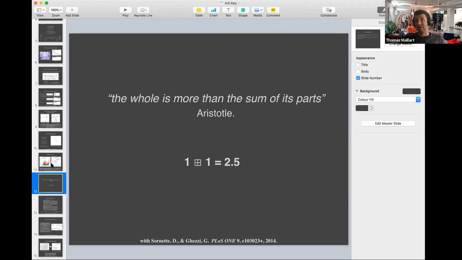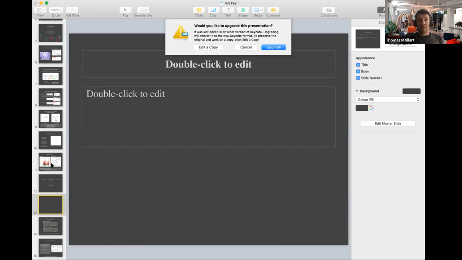So what we found is actually that 1 + 1 in the context of open source is equal to 2.5. So one plus one contributor is going to contribute 2.5. So this is the law of Aristotle, the whole is more than the sum of its parts. We believe it's the first time it's been demonstrated empirically, seriously. But this is not the most interesting part. The most interesting part is the underlying mechanism.